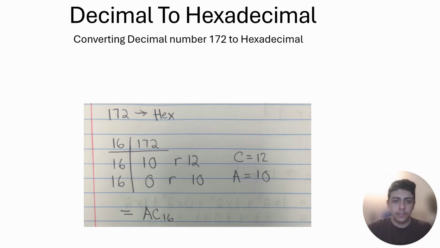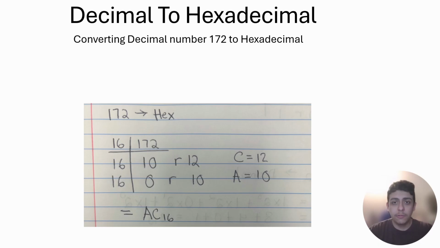Okay, so for decimal to hexadecimal. For this problem, we're converting from decimal, which is base 10, into hexadecimal, which is base 16. That means instead of grouping by tens, we're grouping by 16. The method we use here is repeated division because it tells us how many groups of 16 fit into the number. When we divide 172 by 16, we get 10 with a remainder of 12. The remainder is important because it becomes part of our final answer. Now in hexadecimal, values above 9 use letters, so 10 becomes A and 12 becomes C.